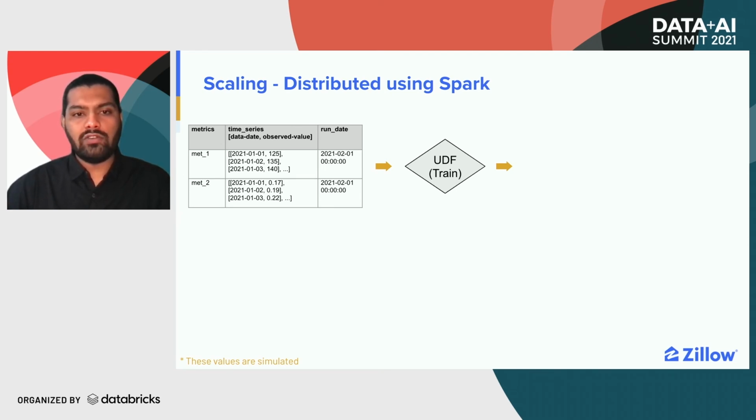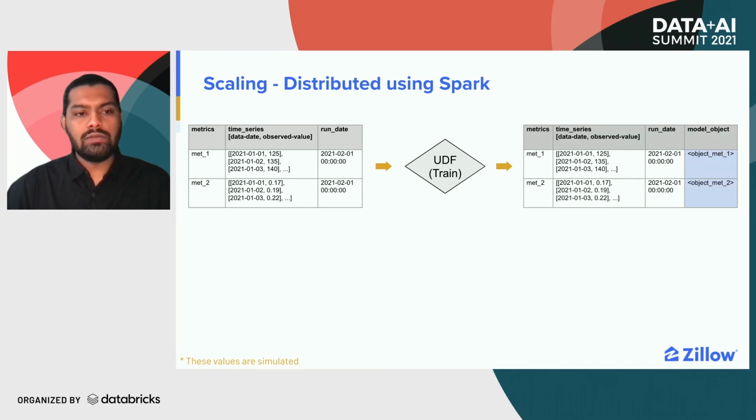So each of these metrics will then generate a model object associated with that metric. And we store this model object. Now comes the scoring part.